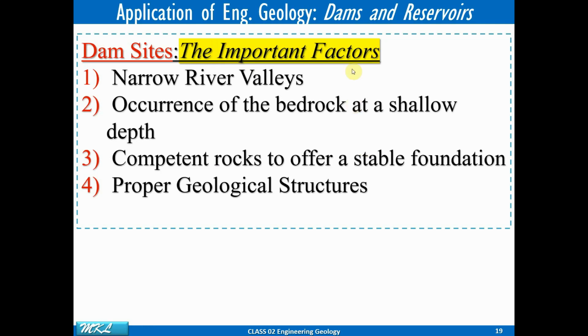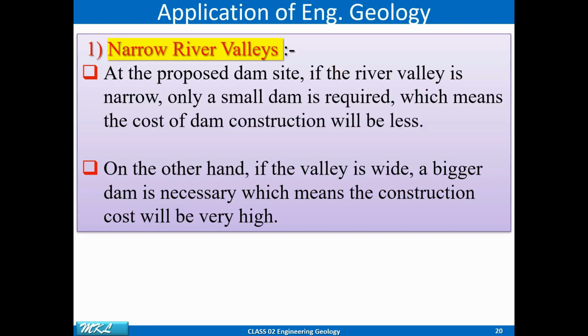The first one is a geomorphological point, that is the narrow river valley. What will happen if the narrow river valley is there? Suppose an area is there and there are several site locations. You have to choose one from three or four site locations, and your first point would be: is it a narrow river valley or a wider river valley? If it's a narrow river valley, then your dam structure will be small.